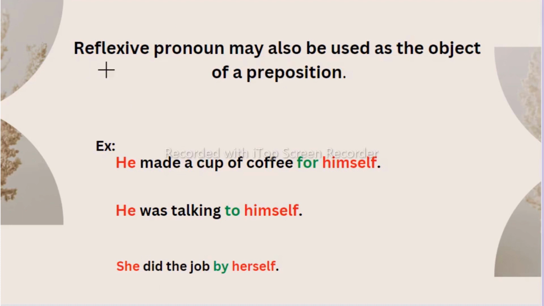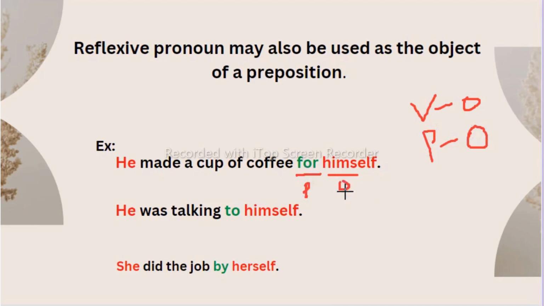So now, a reflexive pronoun may also be used as the object of a preposition. For example, he made a cup of coffee for himself. Here, for is a preposition and himself is the object of the preposition. In the last video, I already told you that verbs take objects and prepositions also take objects. After a preposition, an object will follow.